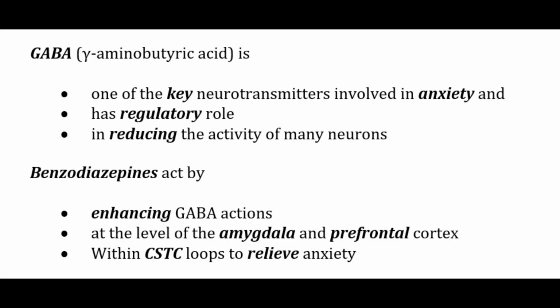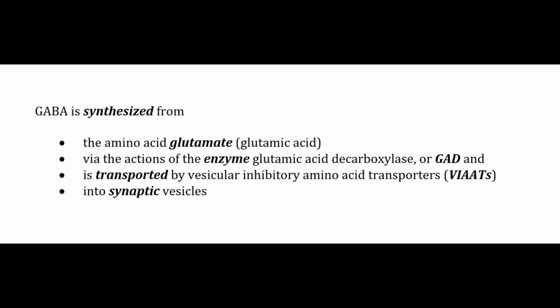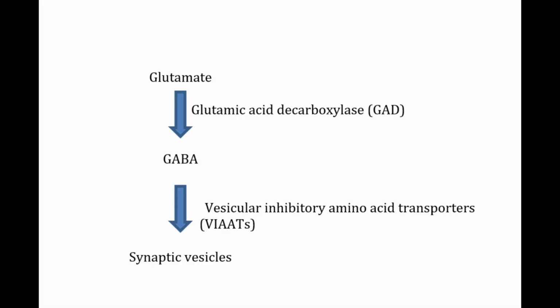GABA and benzodiazepines. GABA is one of the key neurotransmitters involved in anxiety and has a regulatory role in reducing the activity of many neurons. And benzodiazepines act by enhancing GABA actions at the level of the amygdala and prefrontal cortex within CSTC loops to relieve anxiety. As discussed in previous chapters, GABA is synthesized from the amino acid glutamate via the action of enzyme glutamic acid decarboxylase and is transported via vesicular inhibitory amino acid transporter into synaptic vesicles, as is shown in this slide.